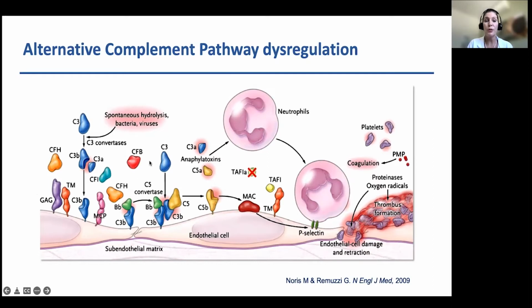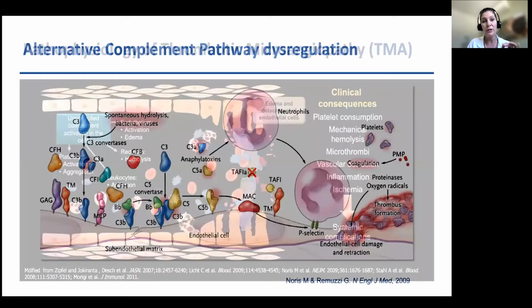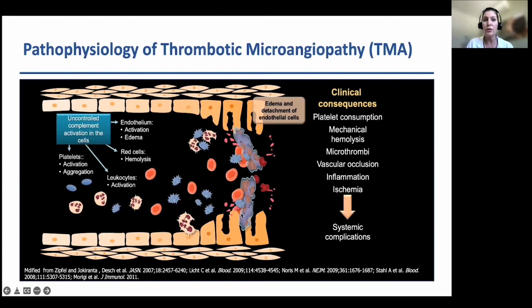The problem is that if you have a genetic defect or an autoantibody, or if there is any other mechanism that breaks the balance of the alternative complement pathway, you will end up with a massive formation of the membrane attack complex that will destroy and deposit on the endothelial cell, leading this endothelial cell to apoptosis or to stopping of its metabolism. This will expose the matrix, and as a response, there will be a formation of microthrombi, which usually happens in the kidney, but can happen in any organ.